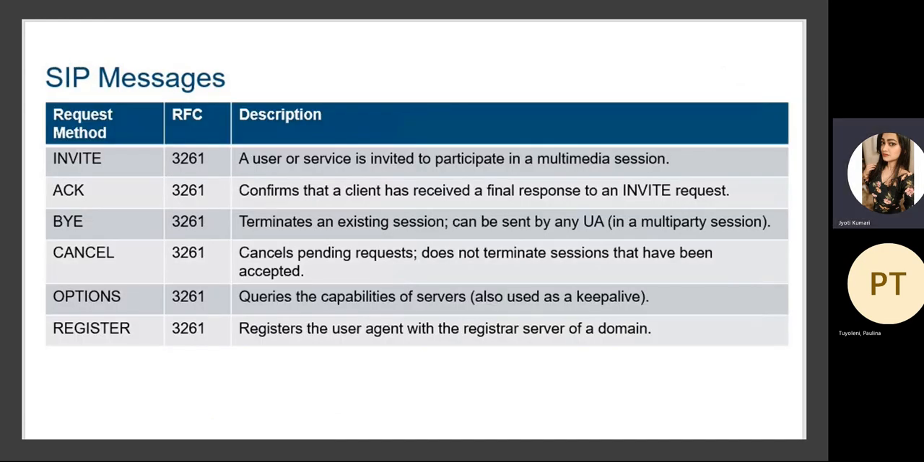Then there are different types of SIP messages. These are the different types that exist, starting with the invite message, acknowledgement, bye, cancel, options, register, and there are some more we will see in the next slide. First is the invite message, which is sent when a user or service is invited to participate in the multimedia session. To take part in the call or in the session, the invite message is sent from the initiator side. Then an acknowledgement confirms that a client has received the final response to the invite request.